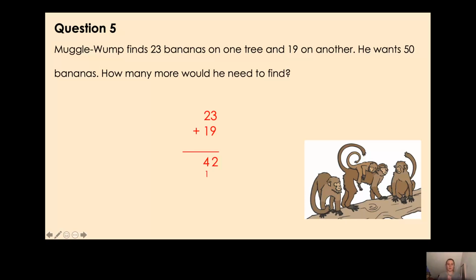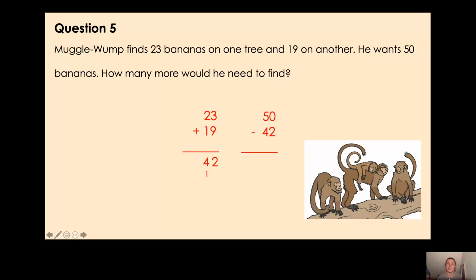So what could we do to find out how many more bananas he needs? Remember, how many more? We're finding the difference. Oh yes, we'll need to use subtraction. So we need to do 50 subtract 42. So let's start with the ones. So we have 0 subtract 2. Can we do that in year 2? No, we can't. So what do we need to do?